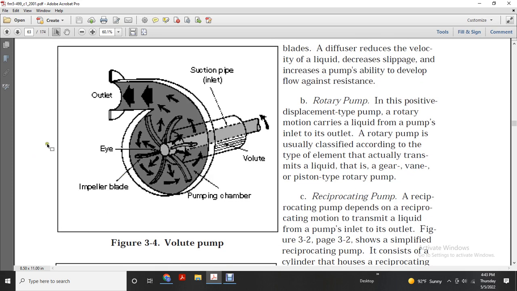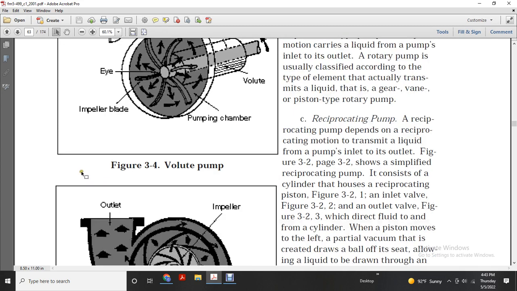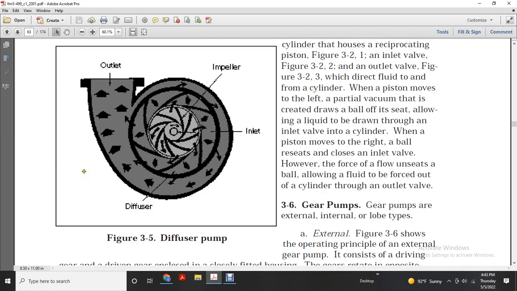Figure 3.4 shows a volute pump. It shows the outlet, the suction inlet pipe, the volute pumping chamber, and the blade and eye. Figure 3.5 shows the diffuser pump with the inlet, then the impeller, the diffuser, and the outlet.